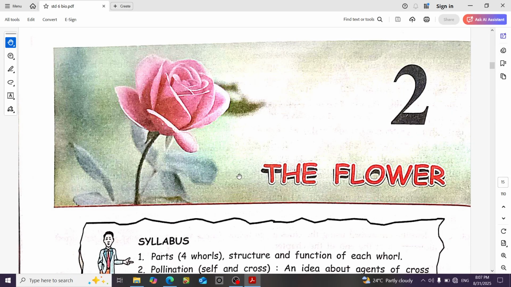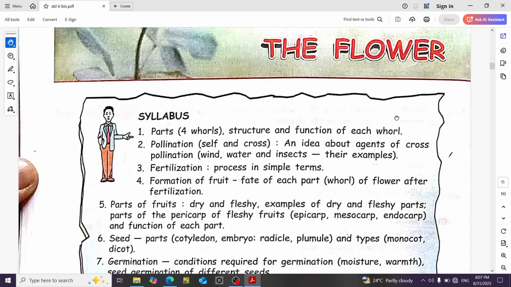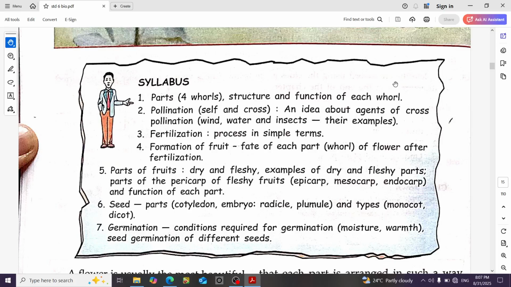Let's start with the second chapter, the flower. So what are we going to learn in this chapter? First of all, we'll learn about the four whorls of the flower that are also called the parts of the flower, the structure and function of each whorl. Then what is pollination? Two types are there, self and cross pollination.